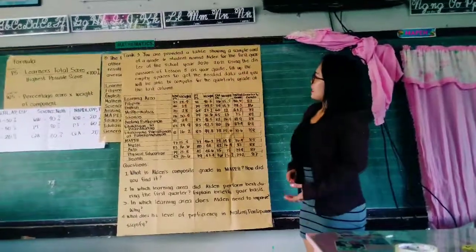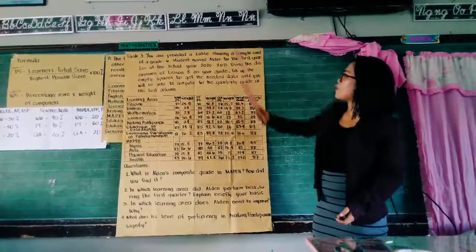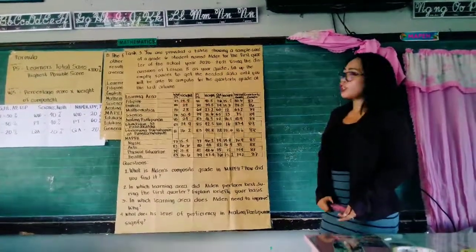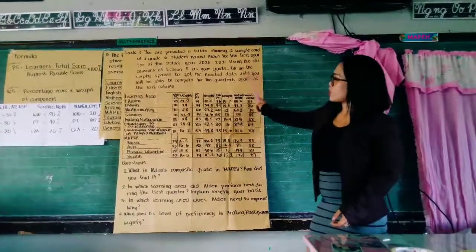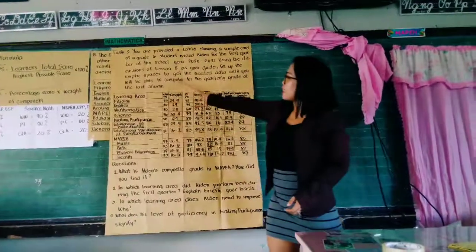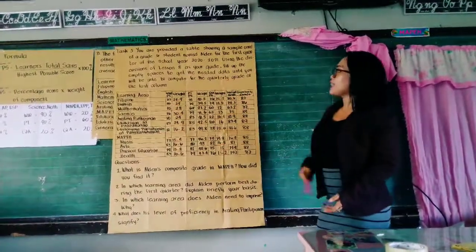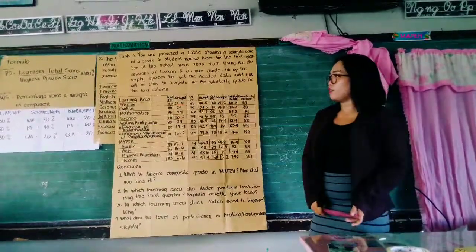You are provided a table showing a sample card of a Grade 6 student named Alden for the first quarter of the school year 2020-2021. Using the discussions of Lesson 8 as your guide, fill up the empty spaces to get the needed data until you are able to compute the quarterly grade in the last column.